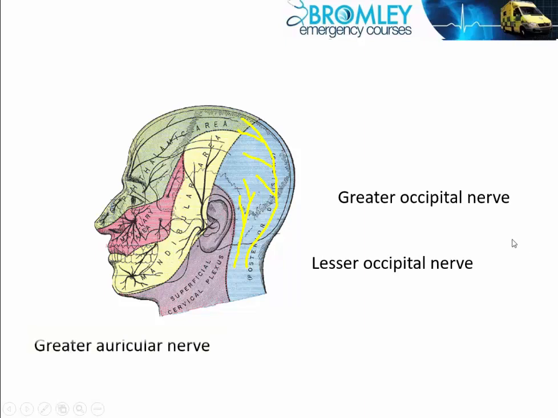The ventral rami, as I say, the ventral divisions, the greater auricular nerve comes off what's known as the cervical plexus, which is a complex of the various spinal nerves within the neck, and this produces the greater auricular nerve, which passes up behind the ear and provides some of the sensation to the ear.